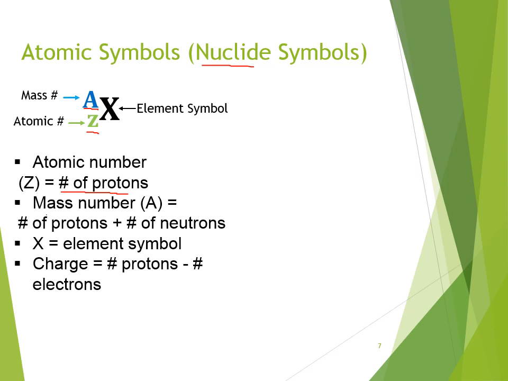The letter A, the mass number. So how do we figure out the mass number? Well, this is actually a whole number, and we calculate it by adding the number of protons, which we can get from the periodic table, to the number of neutrons. Remember, mass is dependent just upon protons and neutrons. Electrons are not counted when calculating mass because their mass is so small.